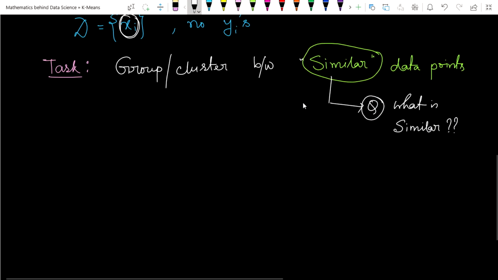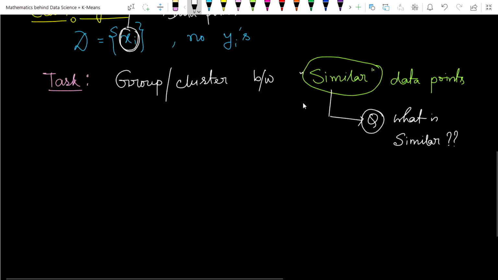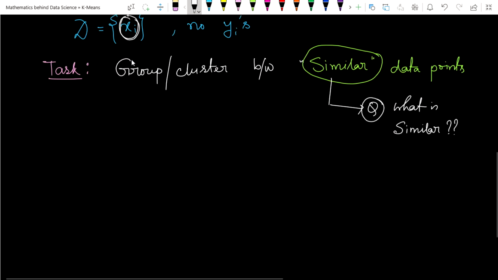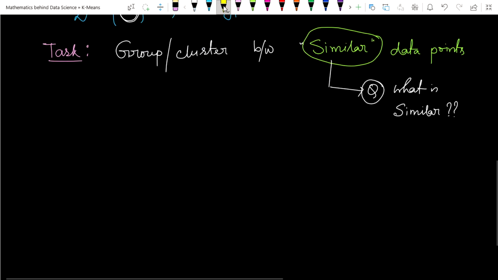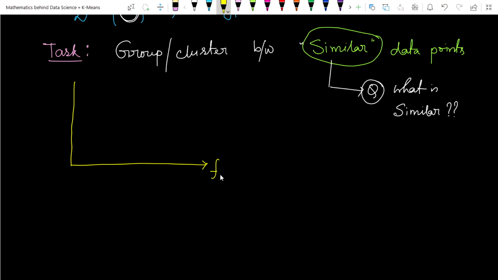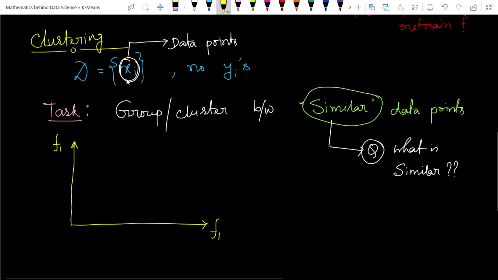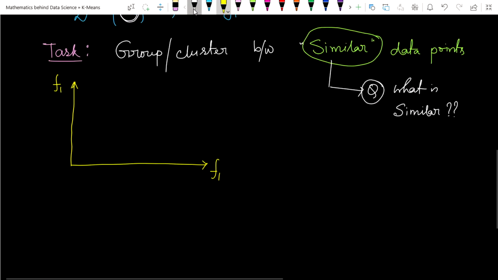Now let's try to discuss this through an example. Suppose we have some data set like that. Let's plot this data set first. Suppose we use some algorithm or program to plot it. Suppose we have f1 and f2, and now we will plot this data set using a scatter plot.